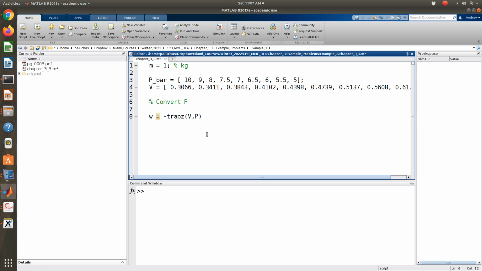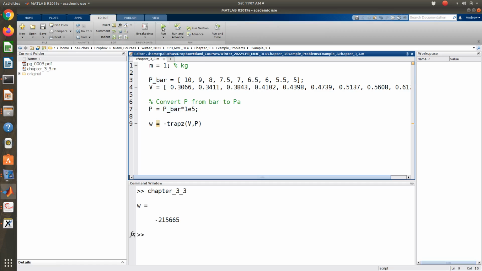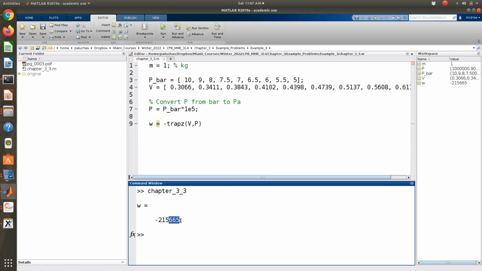So then to convert P from bar to Pascal, I want P to be P in bar times 1e to the 5. Okay, cool. So now let me run this. Okay, so running. Now I have P here, which is, so I took my pressure in bars and converted it to pascals. I get this.